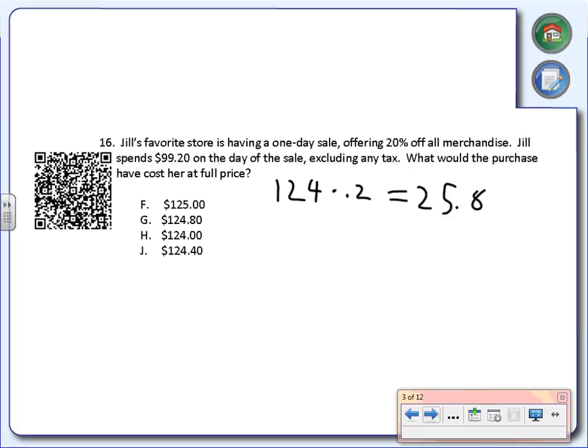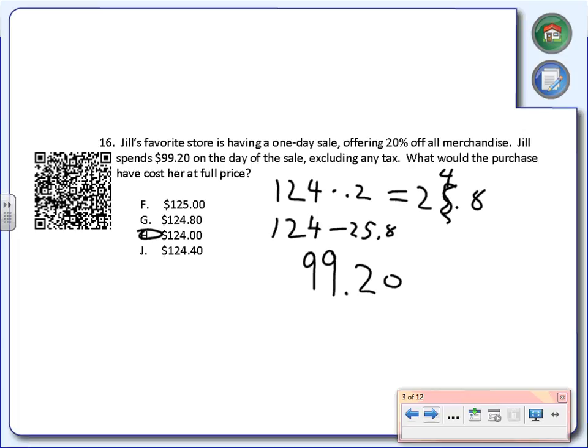And what do we do with that 25.8? 124. And that equals a total of 99.20, which is exactly what it says right there. Okay? Very good. Not exactly the way I did it, but that doesn't make his way wrong. Okay? 24.8, not 25, right? So this was 24.8. I said 24. But it should still come out to $99.20.